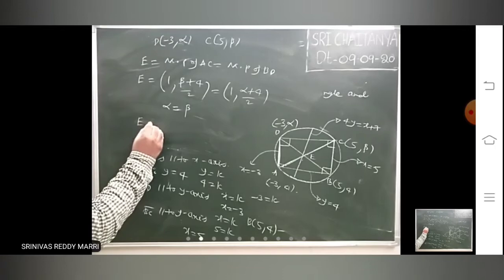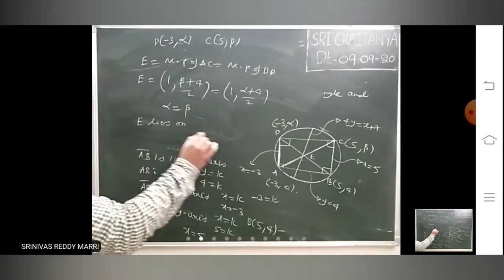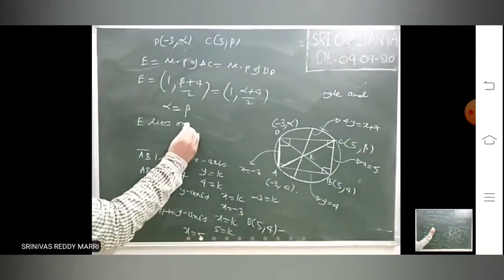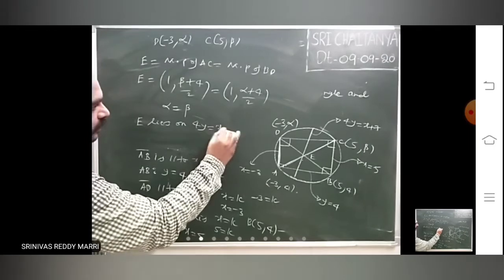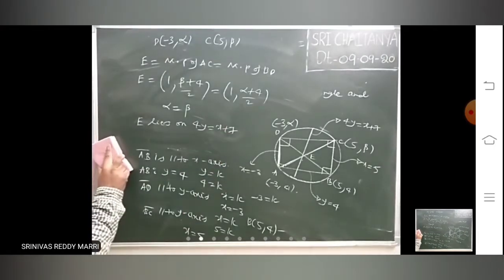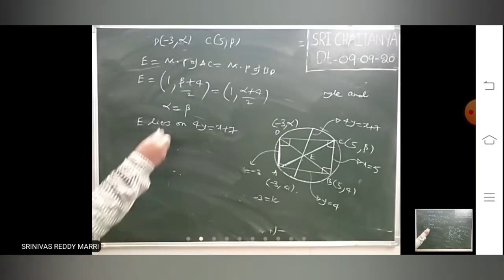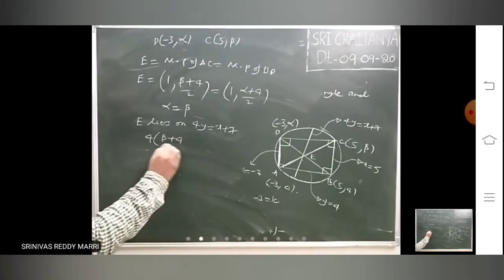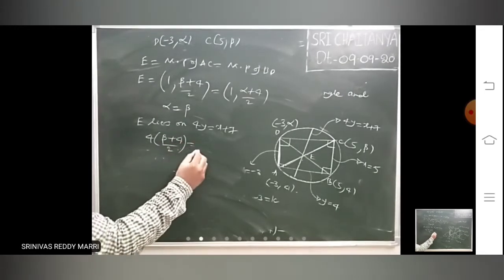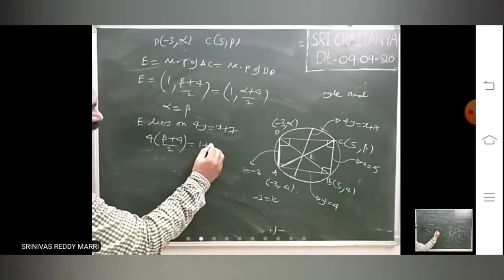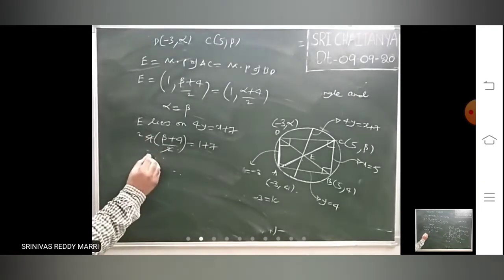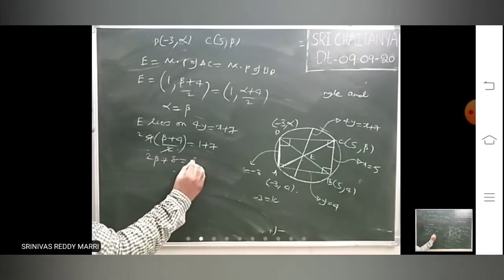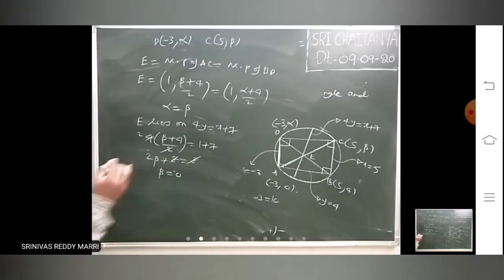Now E point lies on this line. Look at E is a point which lies on this line, 4y equal to x plus 7. E lies on that. That means this point lies on this line. 4 into beta plus 4 by 2 equals to x, x means 1, plus 7. That means 2 beta plus 8 equal to 8. So 8 cancel. Beta equal to 0.